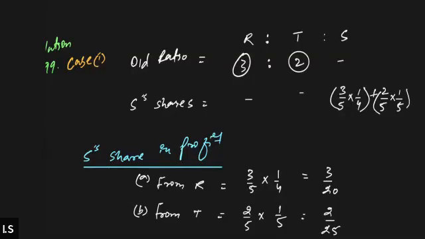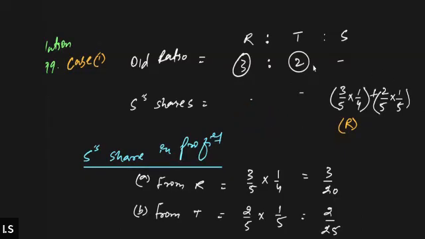That means S's total share will be, if R surrenders 1/4 of his share, he is going to surrender 1/4 of 3/5. Do you understand this? R will be sacrificing 1/4 of his share. His share is how much? It is 3/5. Is that correct? And he is saying that he will be sacrificing 1/4 in favor of S. That means S is going to get this much proportion of share from R.